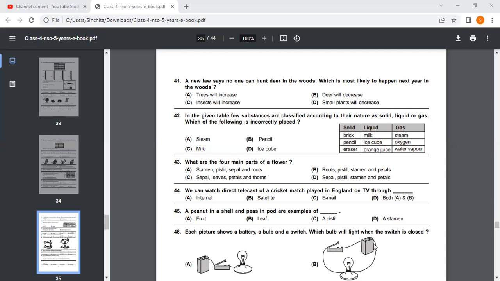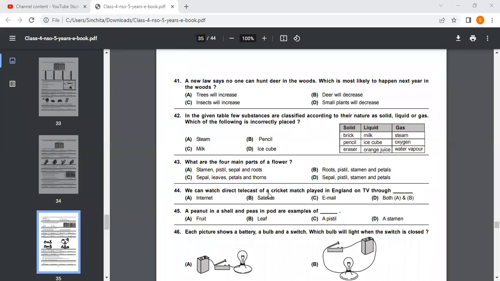Is it clear, Devanshu? Yes, ma'am. Okay, so the correct answer will be D, D for doctor, the ice cube. Okay, now tell me number 43. Devanshu, tell me number 43. No, that's the second. Ma'am, option C. Just a second. Option C.